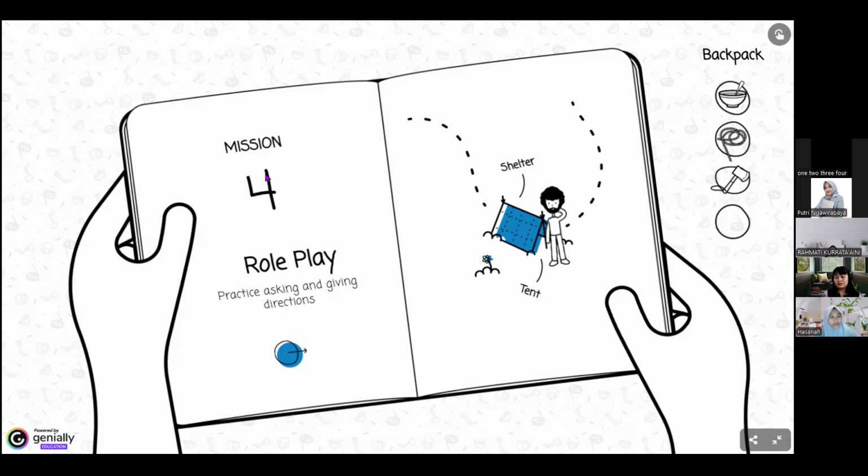Excuse me. Can you help me? Of course, what do you need? Where is the nearest supermarket? Go straight, then turn left. The supermarket is next to the bank. Thank you very much.